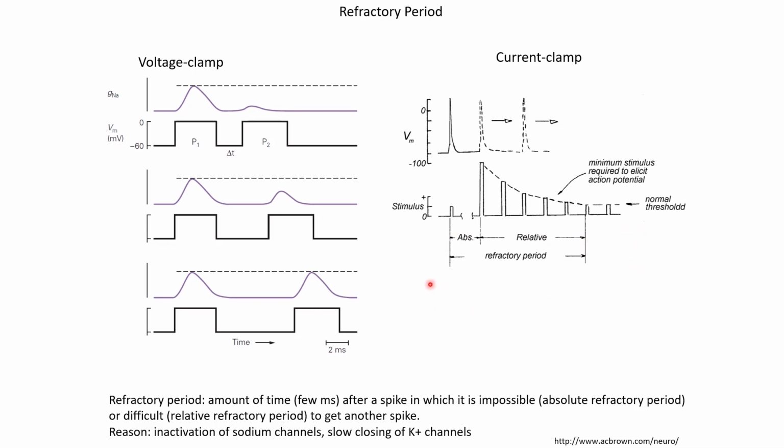The reason for the presence of the refractory period is the fact that the sodium channels inactivate, so they are not available for opening. And also the fact that the potassium channels open and remain open for some time after an action potential. Therefore, a larger stimulus is required to overcome both the leakage channels as well as the voltage-gated potassium channels that are open.